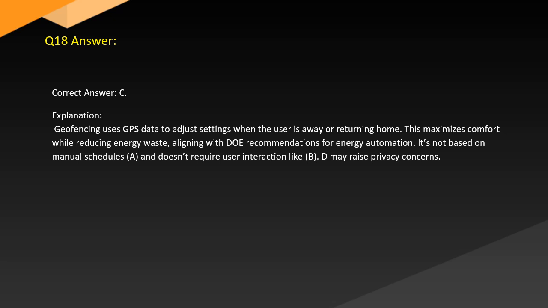Answer. Correct answer: C. Explanation: Geofencing uses GPS data to adjust settings when the user is away or returning home. This maximizes comfort while reducing energy waste, aligning with DOE recommendations for energy automation. It's not based on manual schedules (A) and doesn't require user interaction like B. D may raise privacy concerns.